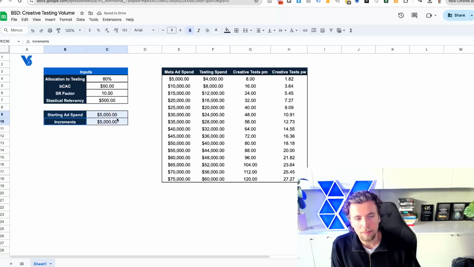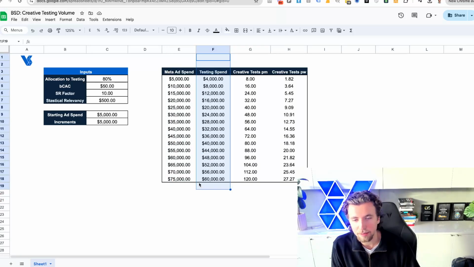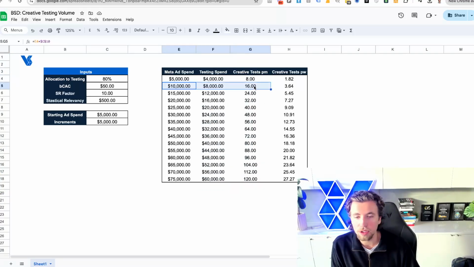Now you have your starting spend and then increments, which just outputs the graph on the right. And now you can see that at these different levels of spend, you can see what your testing spend allocation is, and then how many creatives you need to be testing per month. You can see that the number is enormous. It's a lot higher than you would have initially expected.